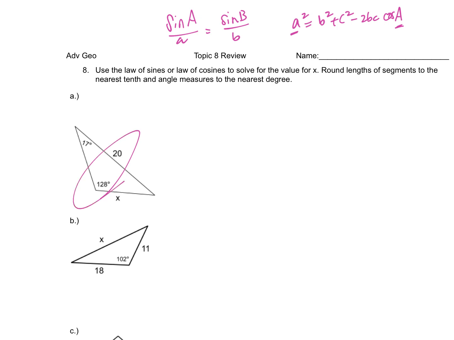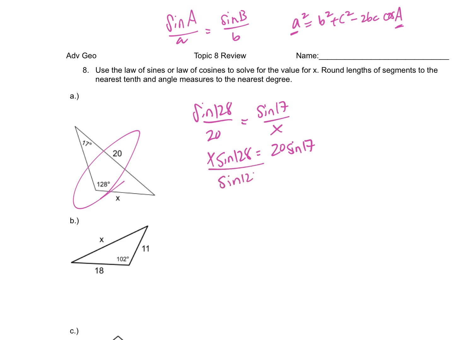So here's my pair. I have the sine of 128 over 20 is equal to the sine of 17 over x. Cross multiply and I get x sine 128 is equal to 20 sine 17. Divide by the sine of 128 on both sides. Those signs cancel. So what I'm going to put in my calculator is 20 sine 17 over sine 128.